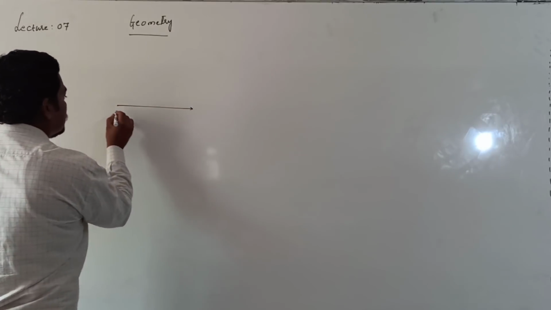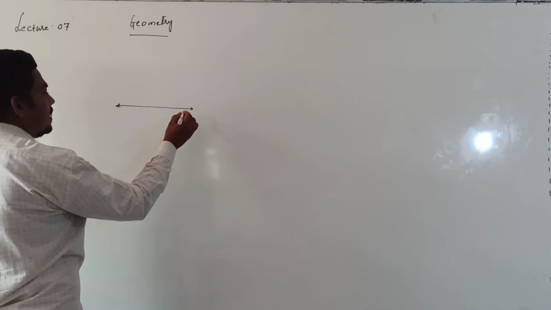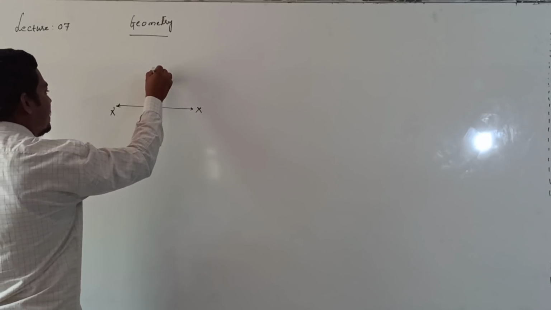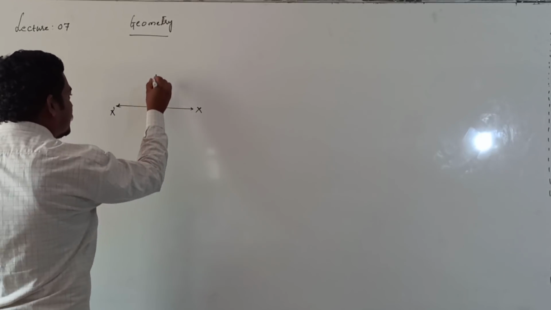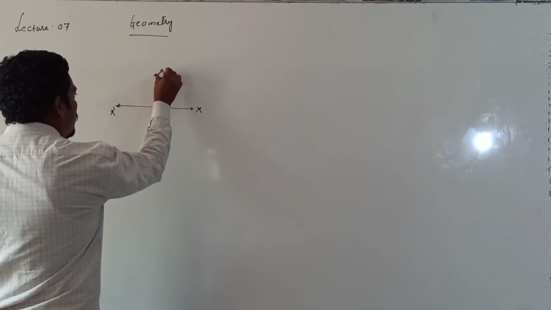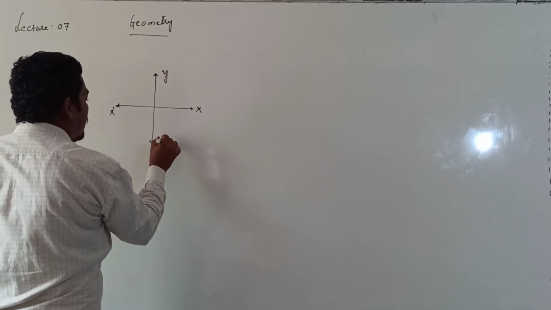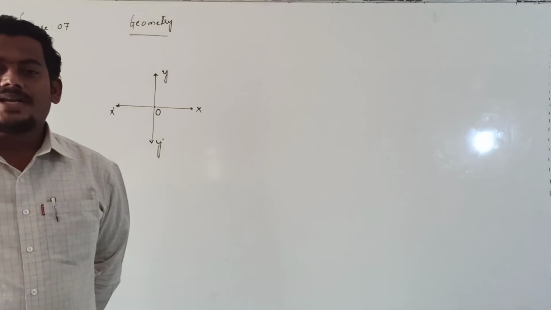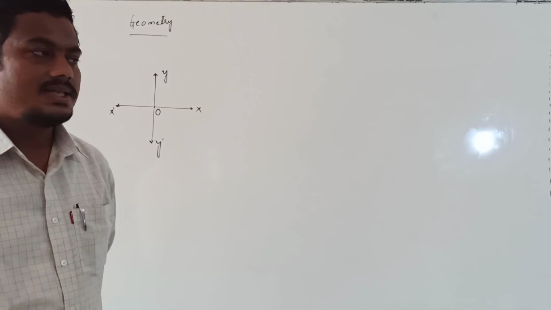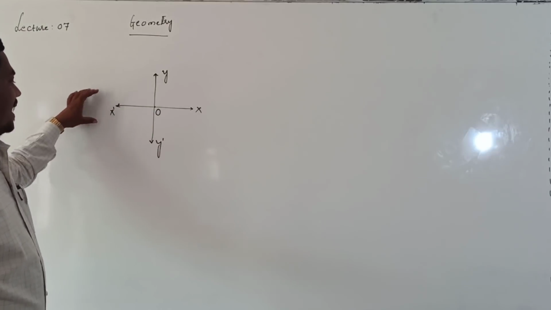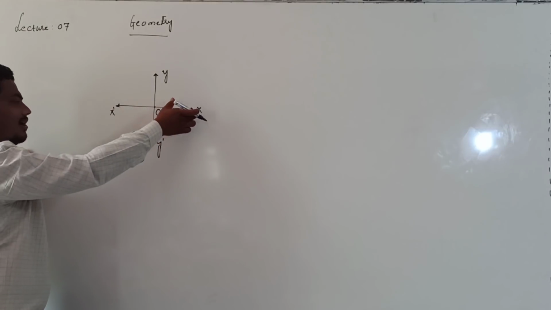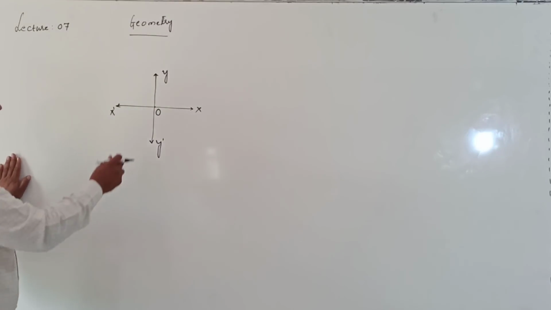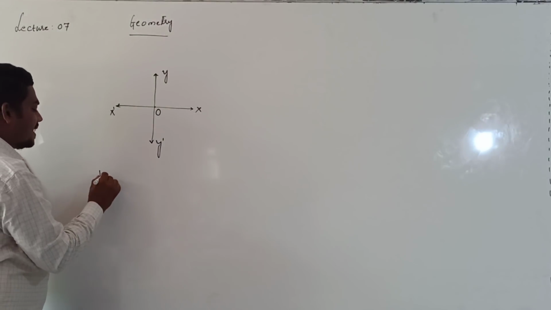X-axis. X and it is x prime. I will take one vertical line. It is y prime. Point of intersection of coordinate axis is taken as origin. The horizontal line x prime is called x-axis.